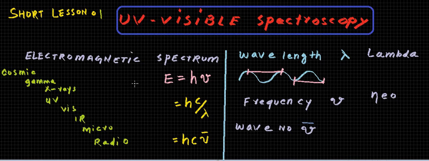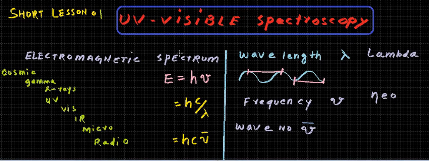Dear students, we are starting UV visible spectroscopy, and this is our first short lesson. Spectroscopy is actually an interaction of electromagnetic radiations with matter.